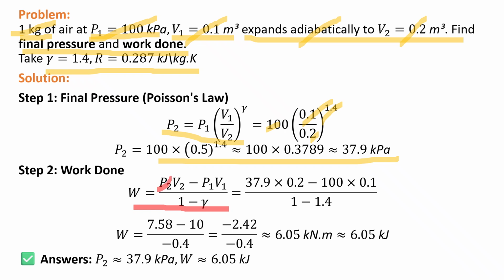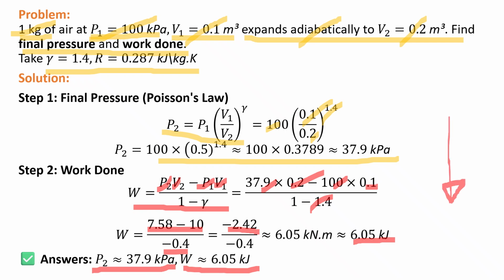We know P2, V2, the initial pressure and initial volume. So all these values are available. Gamma value is 1.4. So you put all the steps: 7.58 minus 10 divided by minus 0.4. So it is minus 2.42 divided by minus 0.4. It is almost 6.05 kilojoule. So your two answers: first, P2 is 37.9 kilopascal, and work done, which is positive, is 6.05 kilojoule. So this is the solution of the numerical.